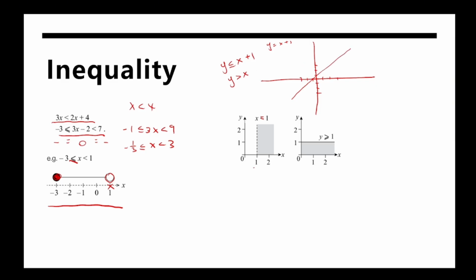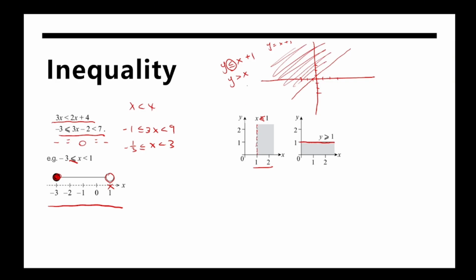And now look at here. If there is no equal sign, the line will be dashed. If there is an equal sign, it will be solid. So here, because it's smaller or equal to, it's a solid line. Now we shade the region that is unwanted. So the region that is unwanted for y smaller or equal to x plus 1 is where it's greater. And the greater is the top. So we shade the region here.